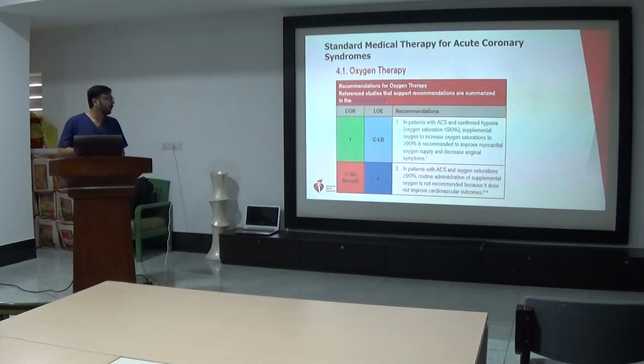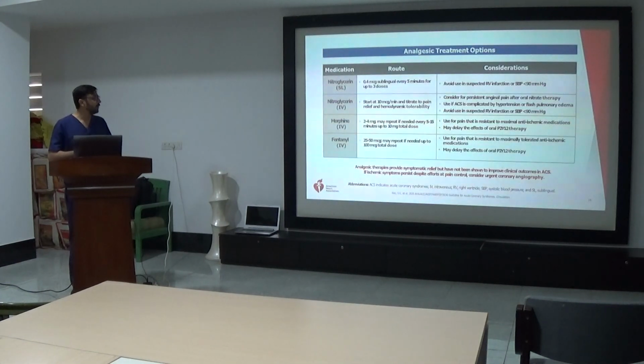So oxygen therapy is the first and foremost step, and then analgesics. Analgesics reduce the pain, but they don't decrease the ischemic symptoms. But we should consider, if systolic BP is permissible, then we can give nitroglycerin sublingual or IV, or morphine or fentanyl.